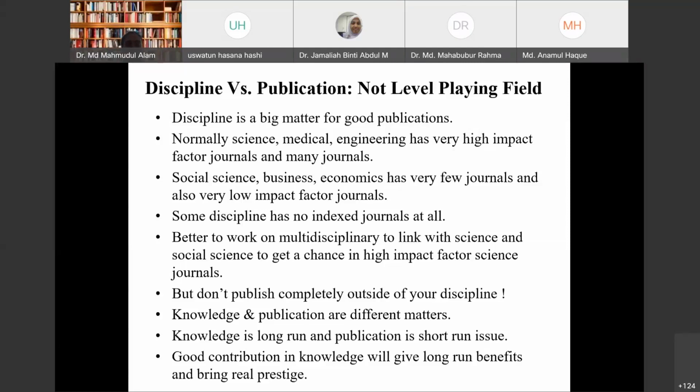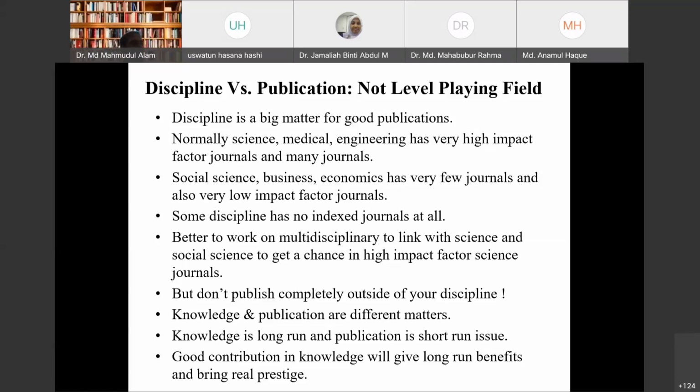Okay, in the promotion, the same question. In the promotion board for the whole university, they compare the science field and the social science field in the same way. Okay, how many articles do you have? Okay, that's the problem. My field has no Web of Science. How can I publish in the Web of Science?